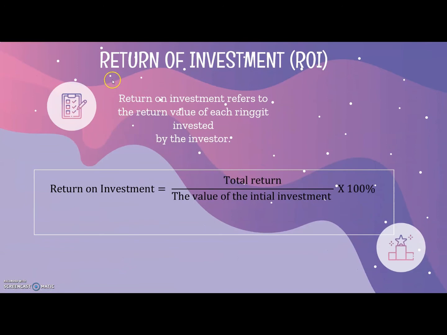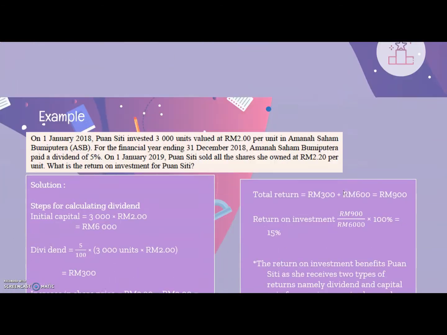Now next is the return on investment, also known as ROI. What is return on investment? Return on investment refers to the return value of each ringgit invested by the investor. So this is the formula for the ROI. ROI equals total return over the value of the initial investment times 100%.